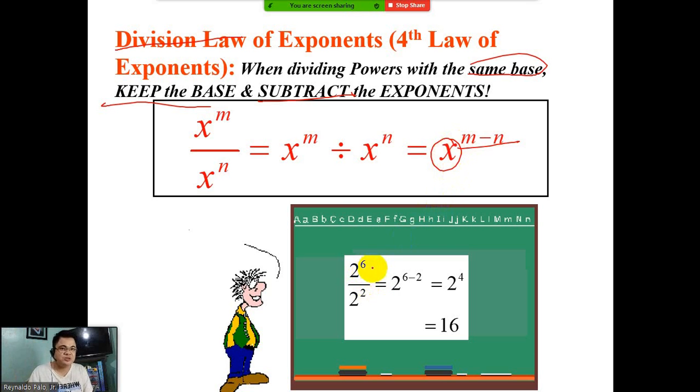Example, if we have 2 raised to the power of 6 divided by 2 squared, this is equal to, keep the base 2 and then subtract the exponent, 6 minus 2. We will be having an answer of 2 raised to the 4th power, or simply 16. That is what we call the division law of exponents.